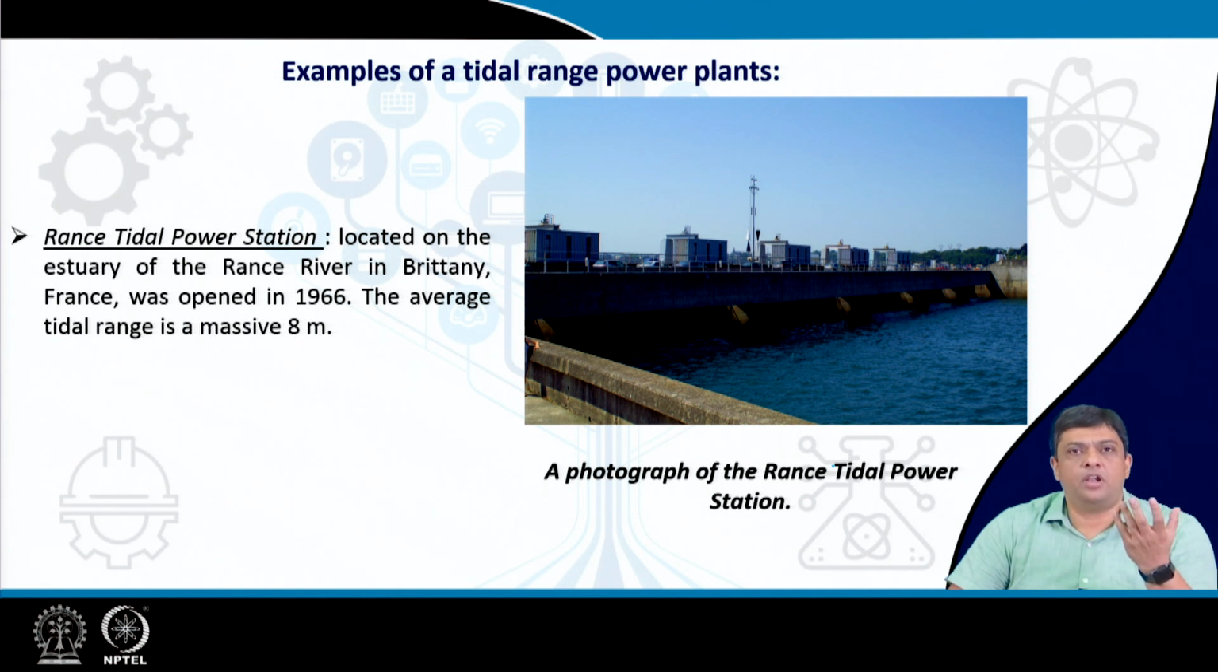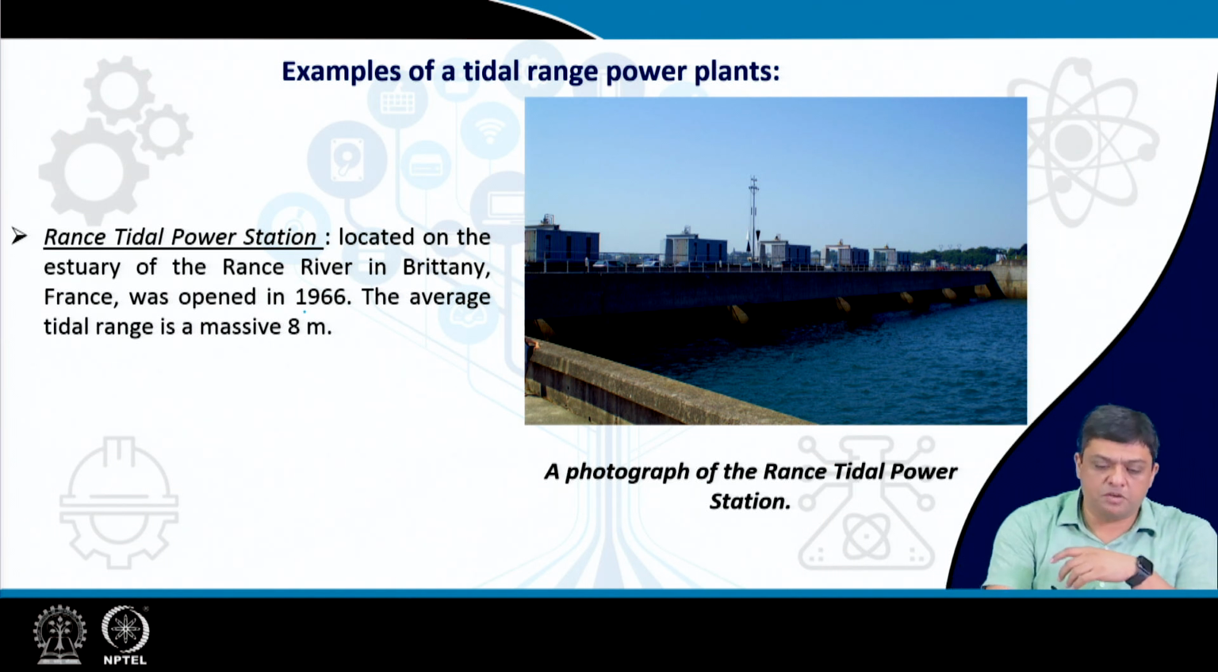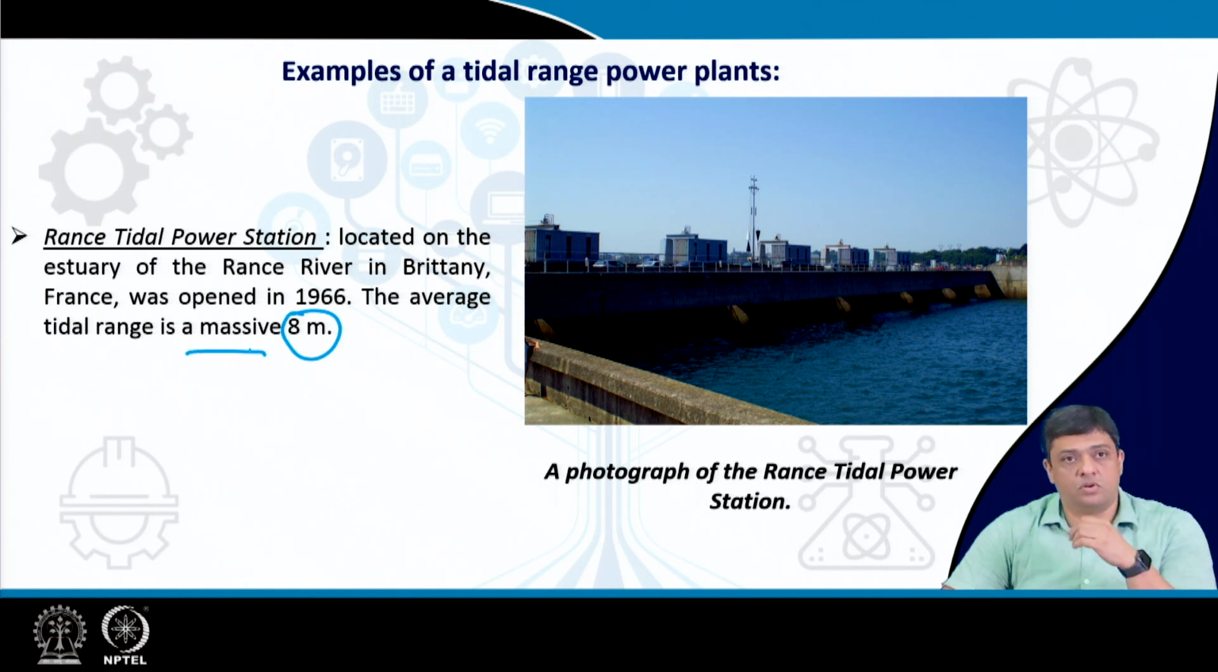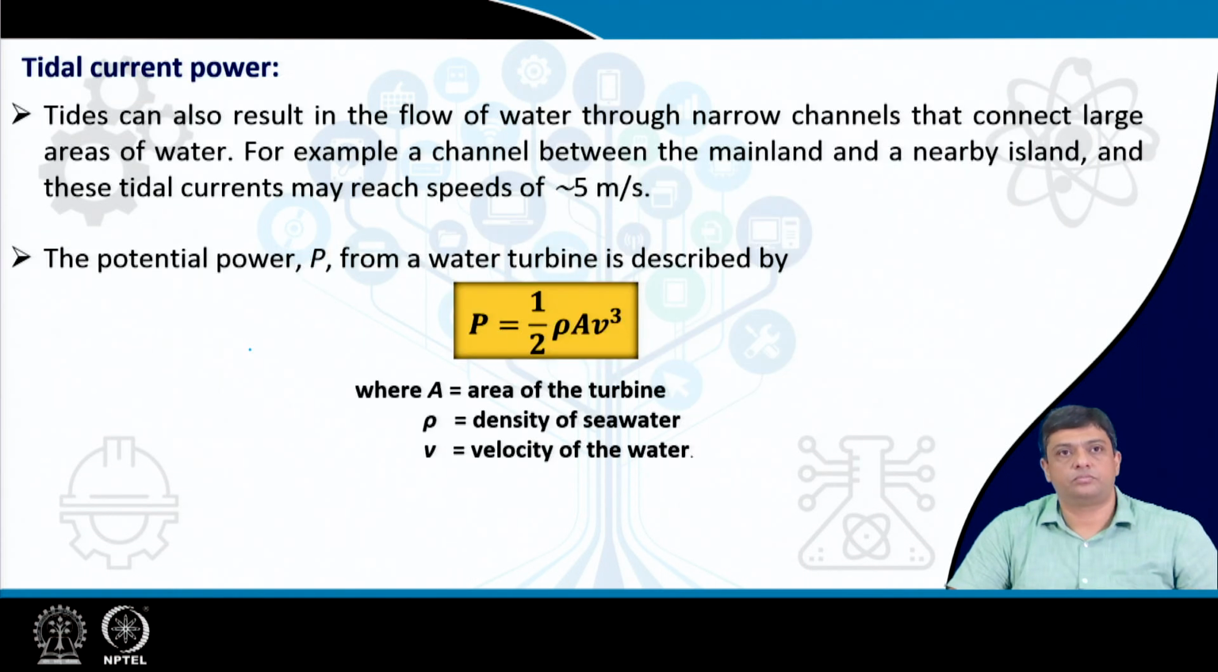This is an example of an installed tidal range power plant in France, and here the average tidal range is 8 meters, and 8 meters is not a small range, it is a massive range you are talking about. You are talking about 8 meter high tides.